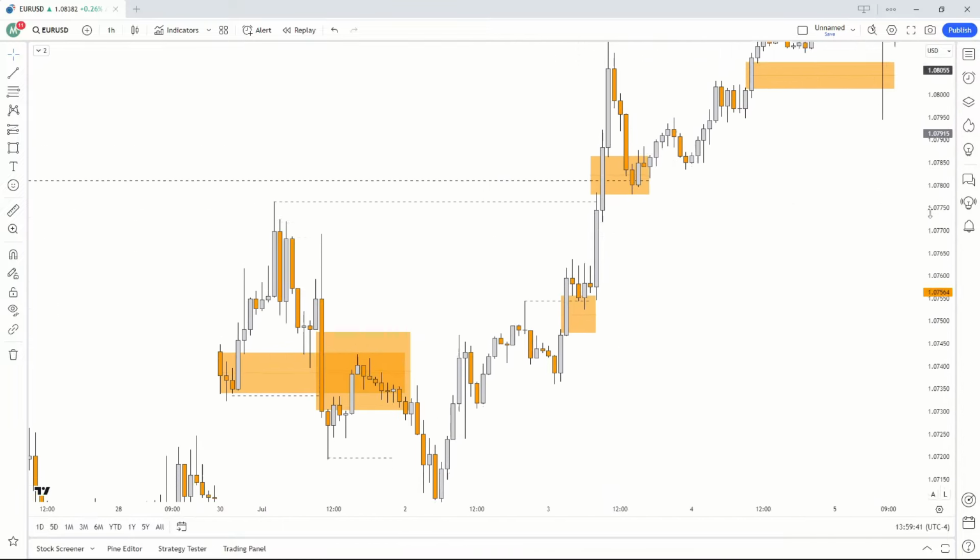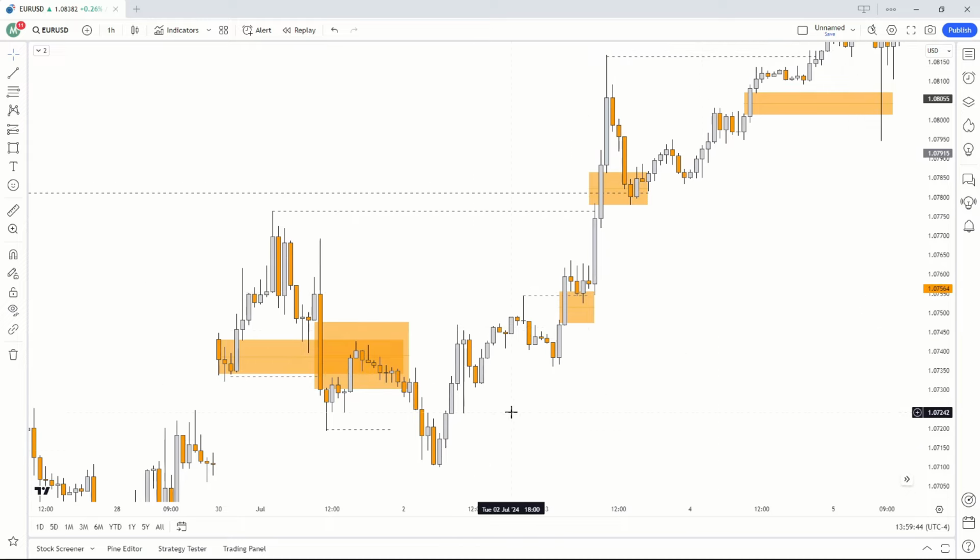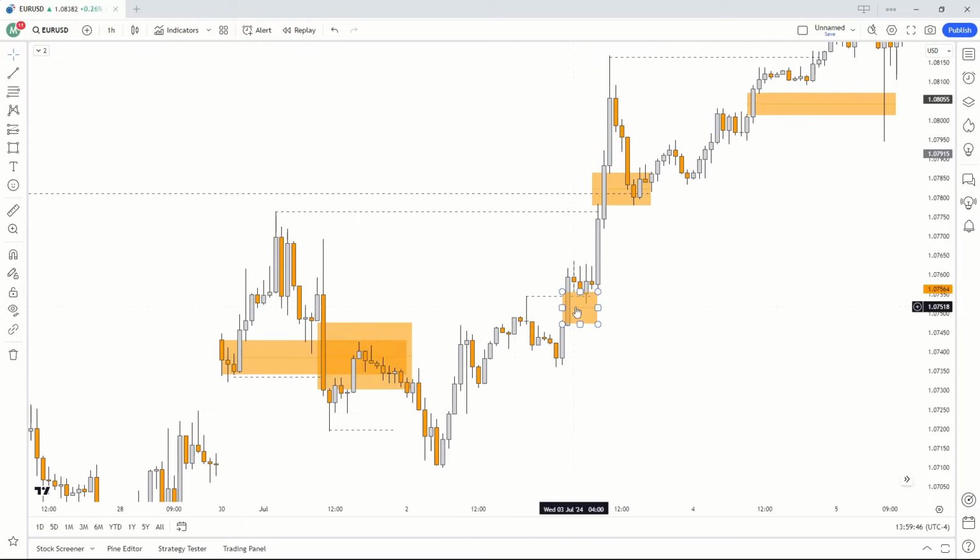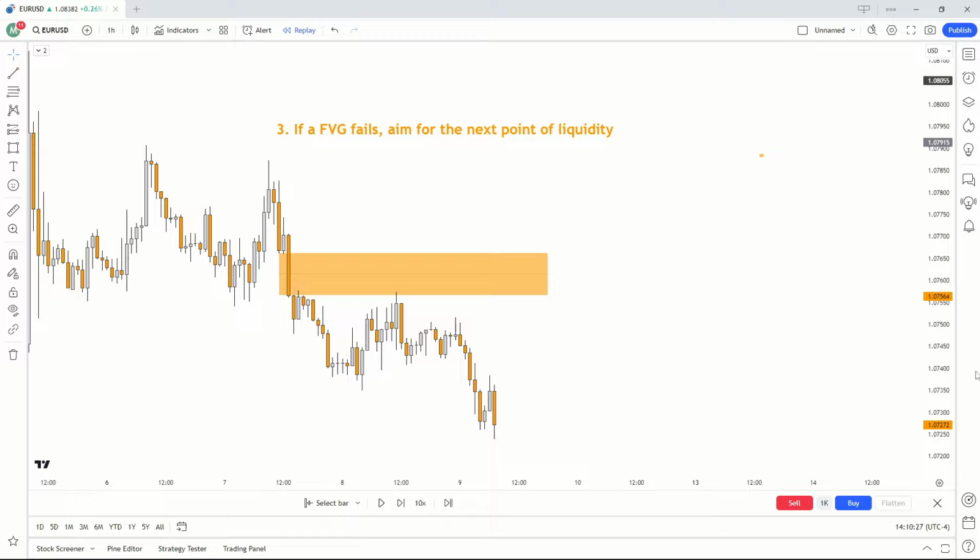If you use this in confluence with your fair value gaps, you'll be a lot more precise and a lot more accurate. You'll stop getting into drawdowns. So on to the third step. If a fair value gap fails, aim for the next point of liquidity. Now, this sounds simple, but what do I mean?